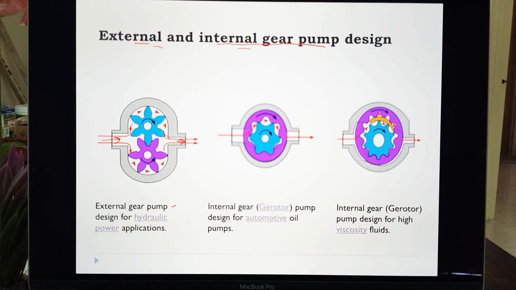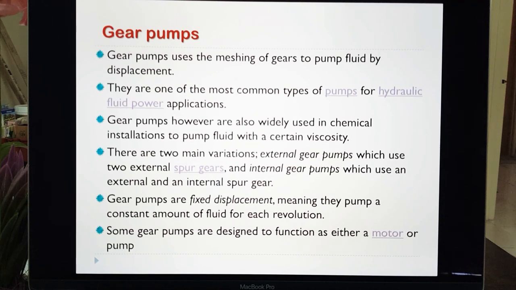Then we have the internal gear, known as the Gerotor pump design. This one is meant for automotive oil pumps. The internal gear Gerotor pump design is also used for high viscosity fluid. A gear pump can tolerate high viscosity fluid, but not small particles inside the fluid. So basically, gear pumps use the meshing of gears to pump.